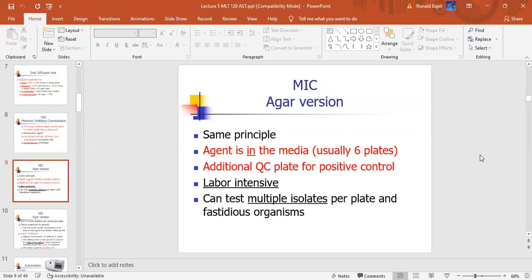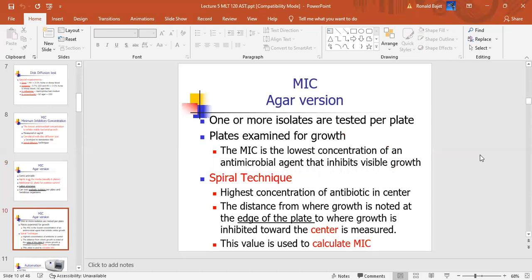MIC agar version. Okay, so the agar version is kind of labor intensive because now you have actual plates with concentrations of antibiotic, and you streak the organism onto those plates. And then you look for growth, no growth. So you have a lot of plates to deal with, if you can imagine. So it's labor intensive. It can test multiple isolates per plate, but you're using a lot of plates in this procedure. One or more isolates are tested. Plates are examined for growth.